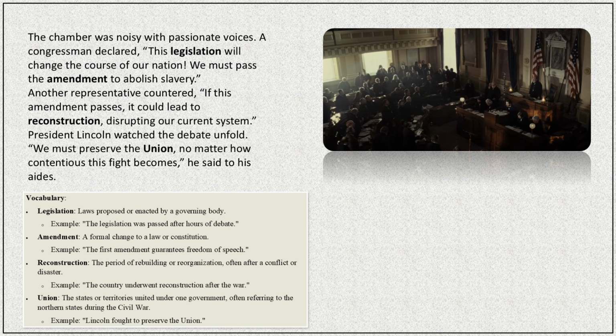Reconstruction. This means the period of rebuilding or reorganization, often after a conflict or disaster. The country underwent reconstruction after the war. Union. This means the states or territories united under one government, often referring to the northern states during the Civil War. Lincoln fought to preserve the Union.